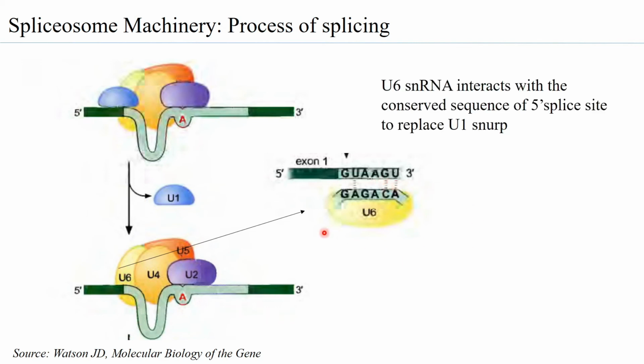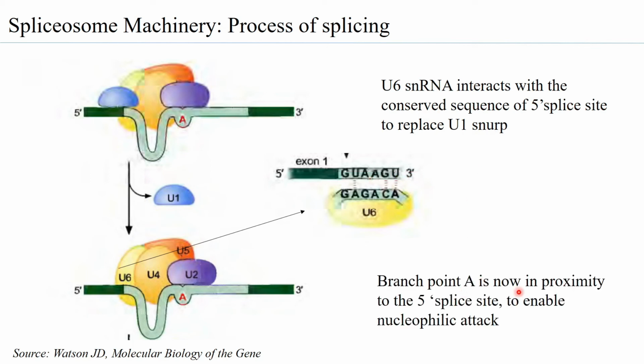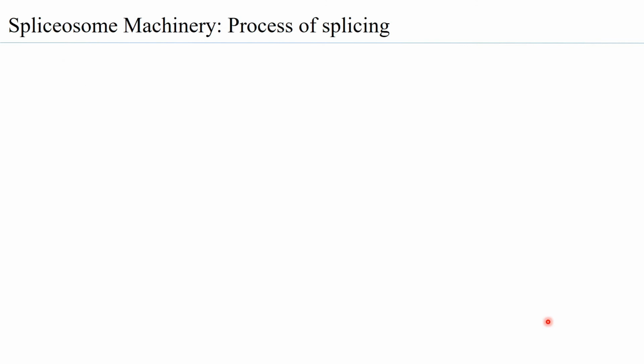So this U6 snRNA that interacts with the conserved 5' splice site replaces the U1 SNRP to prepare for the first transesterification reaction. And the branch point A is in close proximity to enable the nucleophilic attack. So this is what is happening.